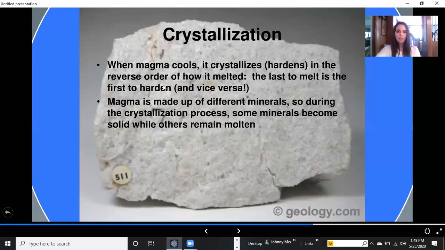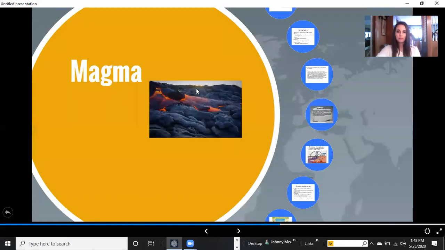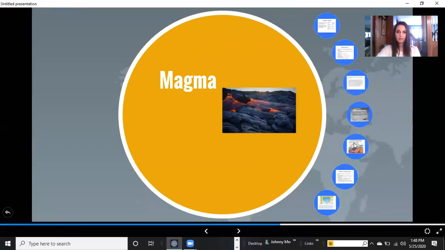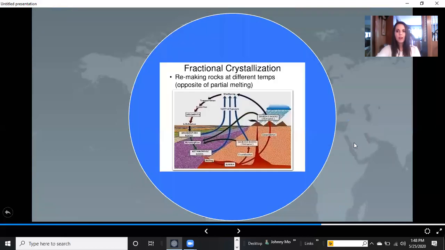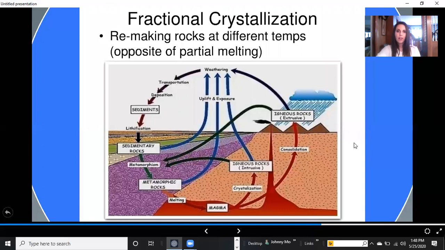Magma is made up of different minerals. So during the crystallization process, some minerals become solid while others remain molten. That's something else to note. Just as they have different melting points, they have different points at which they solidify. Remaking rocks at different temperatures is called fractional crystallization, and that's the opposite of partial melting.